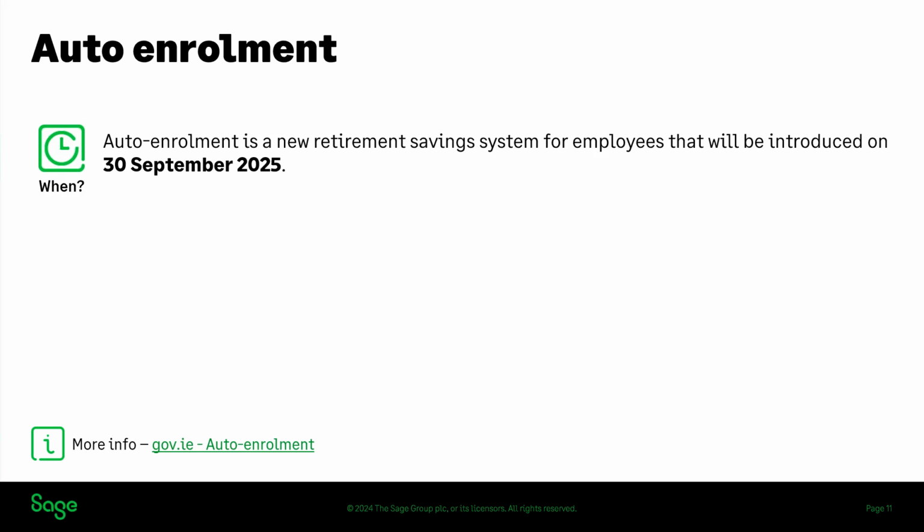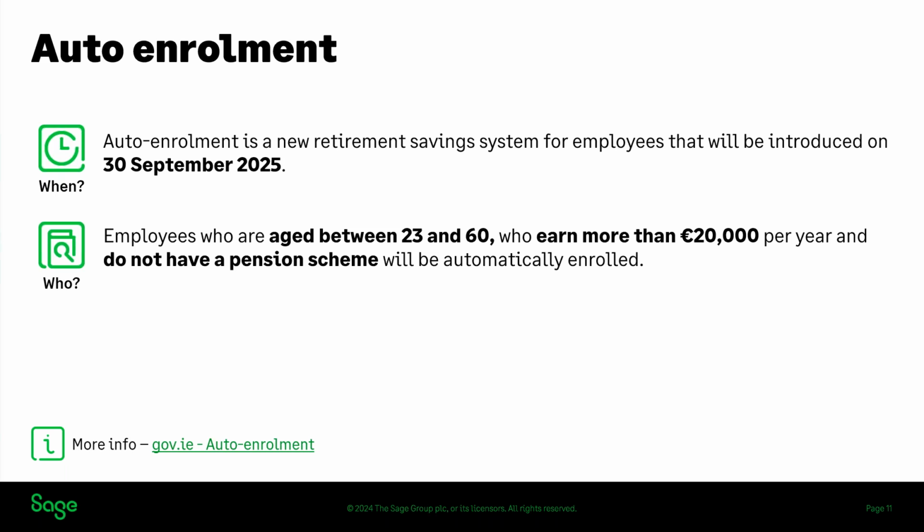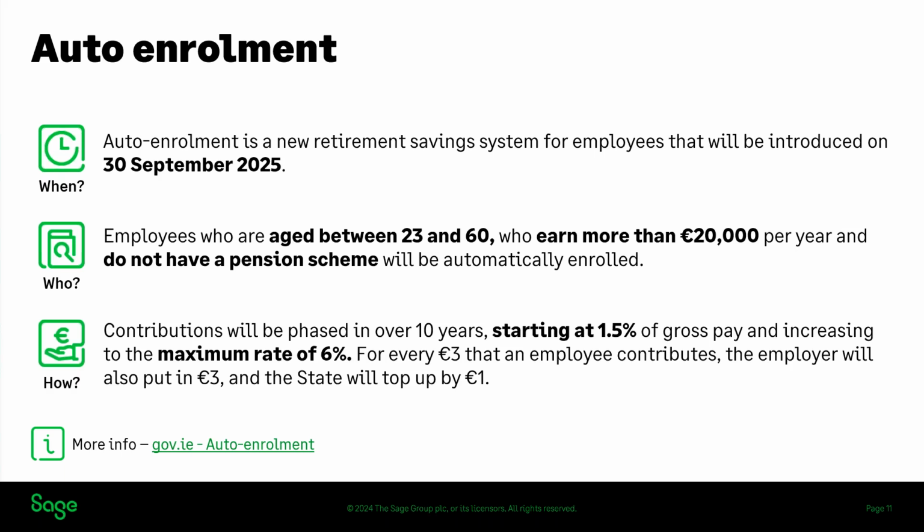And finally, auto-enrollment is a new retirement savings system for employees that will be introduced on the 30th of September 2025. Employees who are aged between 23 and 60 and earn more than €20,000 per year and do not have a pension scheme will automatically be enrolled. So contributions will be phased in over 10 years, and that will start at 1.5% of gross pay and increase to the maximum rate of 6%. For every €3 that an employee contributes, the employer will also put in 3, and the state will top that up by €1.